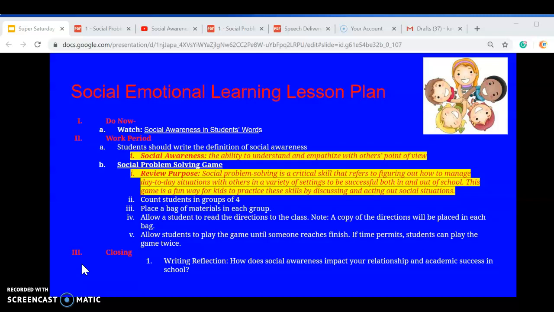Do they feel that they have effective social awareness? Do they know what to do when they have situations that arise in their everyday life?